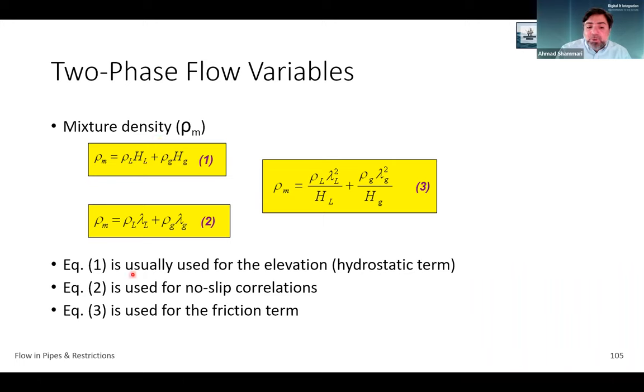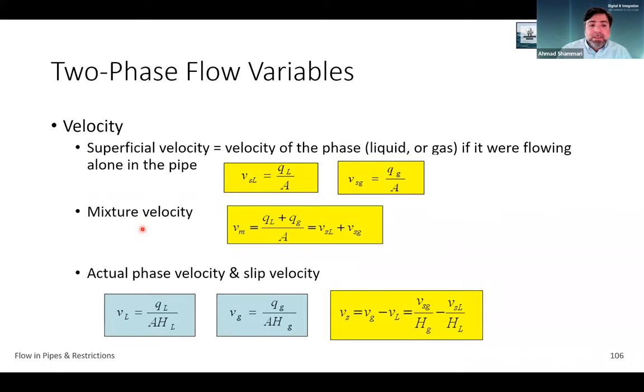We have number one, which is used for the elevation hydrostatic term. Number two, this is another way. So this is just a weighted average. This is another way of calculating the mixture density by looking into the no slip holdup of liquid and gas divided by the actual holdup. And this is number two, this is used for no slip correlations. And then number three is used for the frictional term, using the no slip holdup, okay?